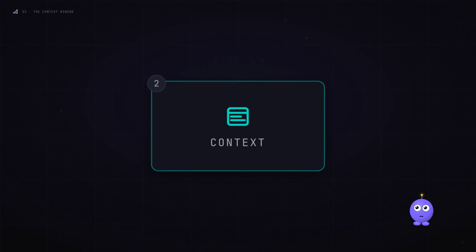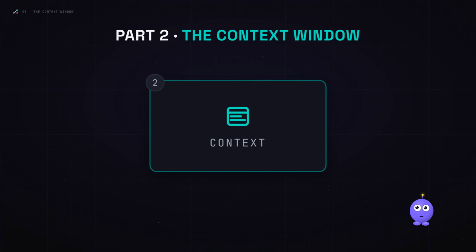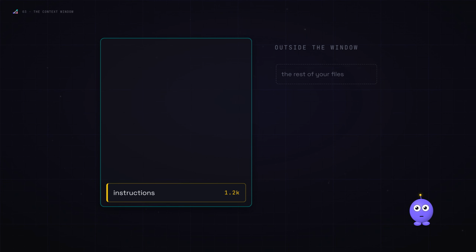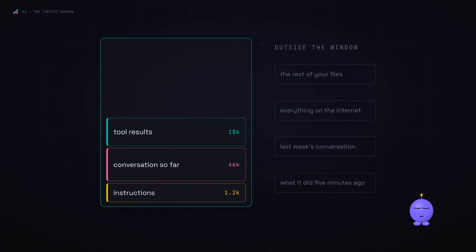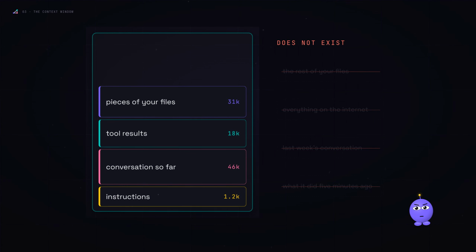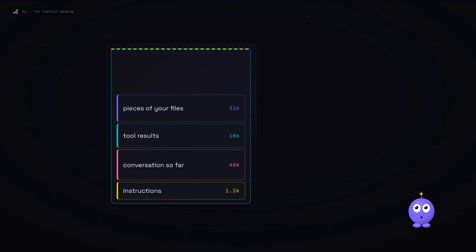Part 2 is what the model actually sees, the context window. Every time an agent calls the model, it hands over one big block of text. The instructions, the conversation so far, tool results, pieces of your files, everything the model knows about this moment lives inside that block. Nothing else exists for it. Now, the window has a size limit.